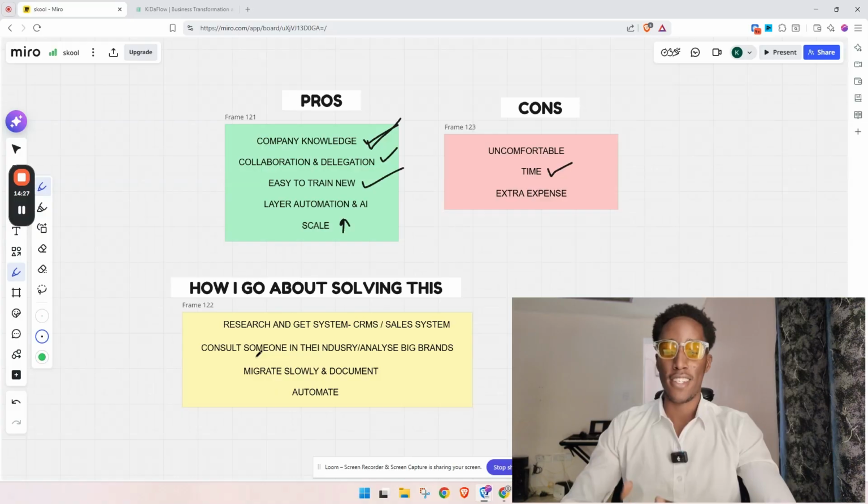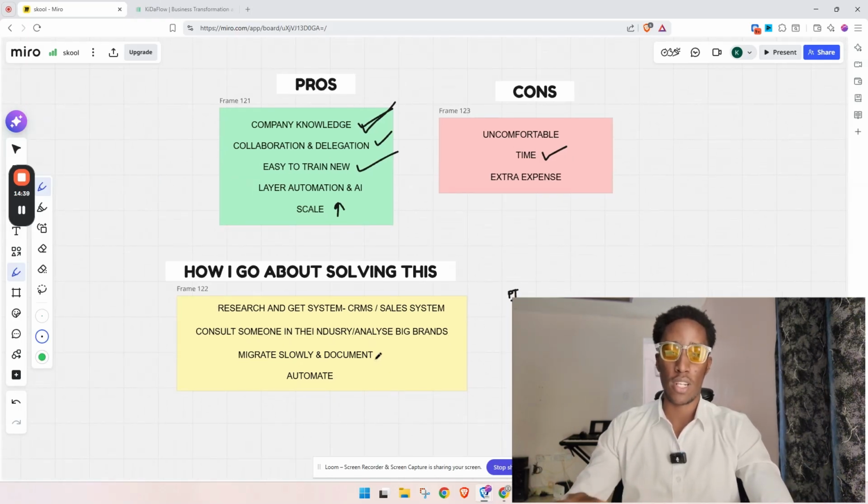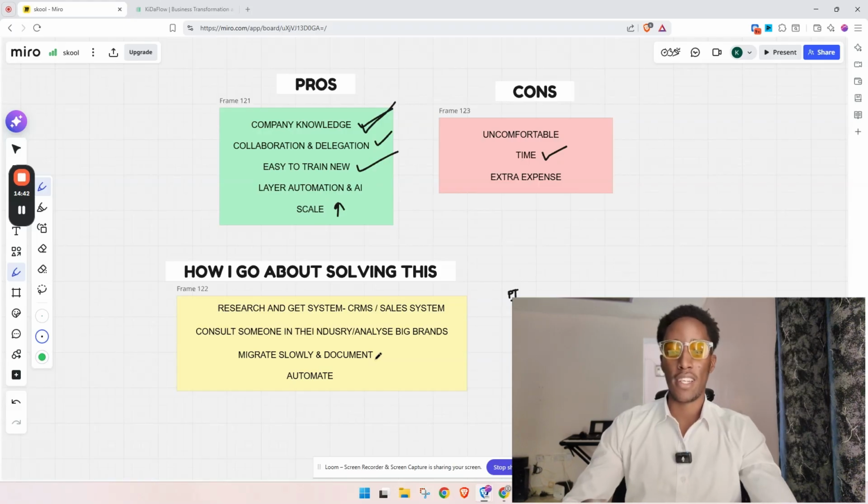Then comes migration. You want to migrate slowly, and then you document your processes, not just for the automation part, but so that anyone else who joins your team can easily understand the processes. And then finally is where we do the automation.